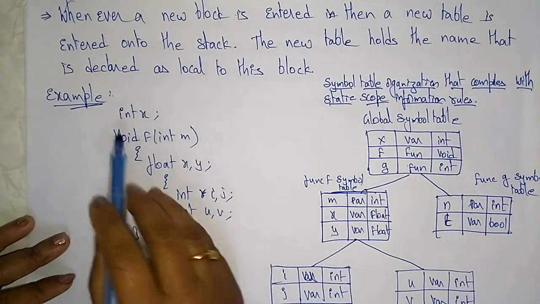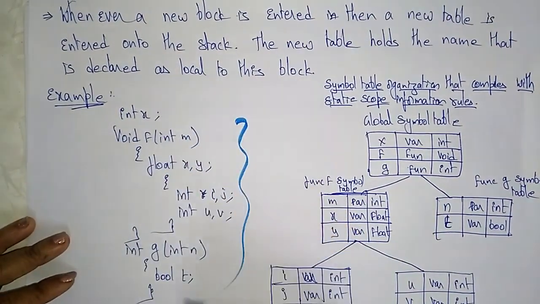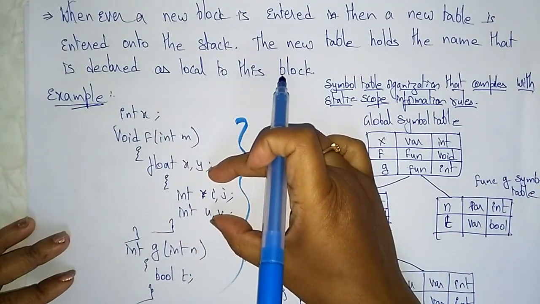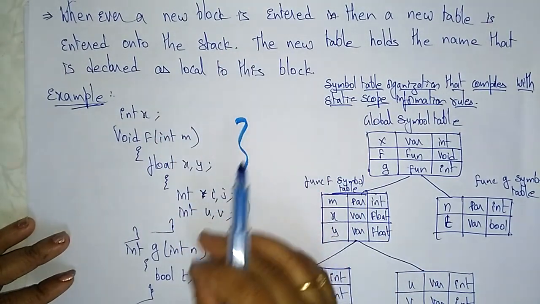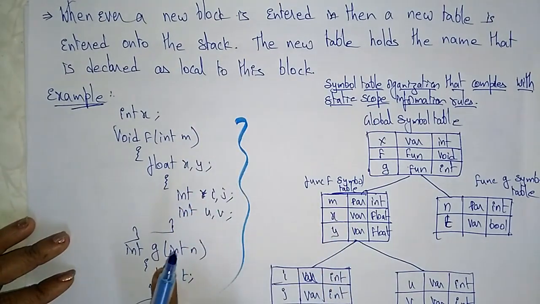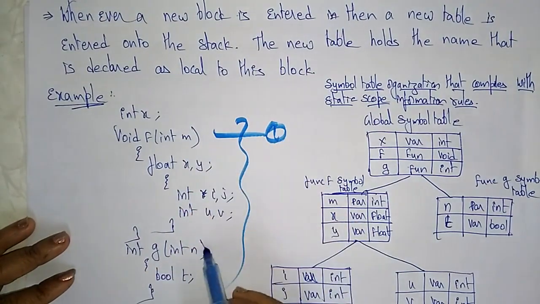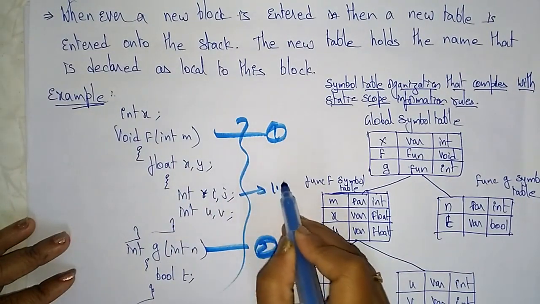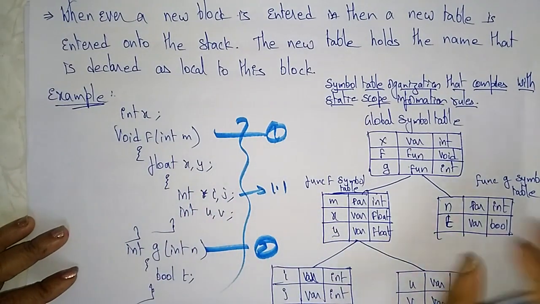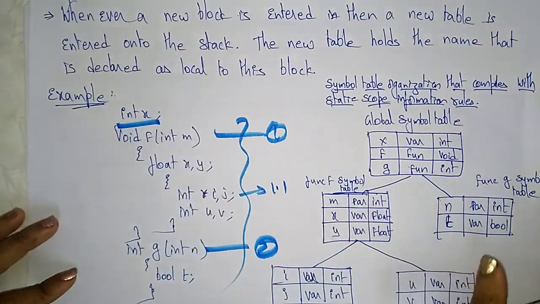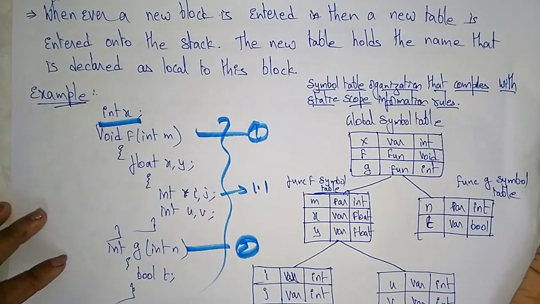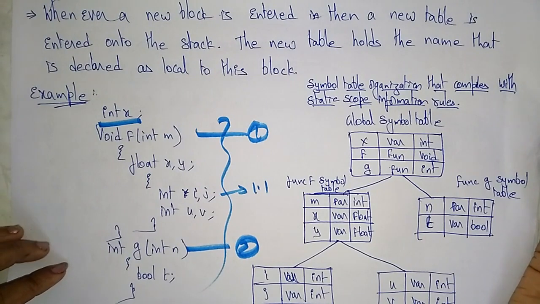So this is the program, integer x, and this is one function. Inside the function another function will be there. So here there are two functions. This is one function and this is another function. Inside the function there is another function, and this element is declared globally. Now let's see the symbol table organization that complies with static scope information.